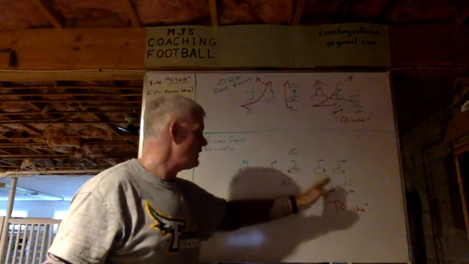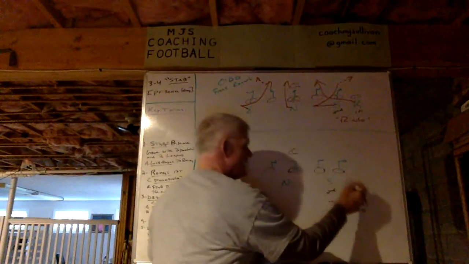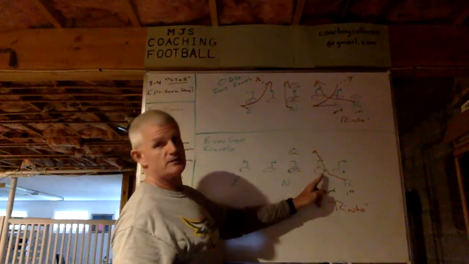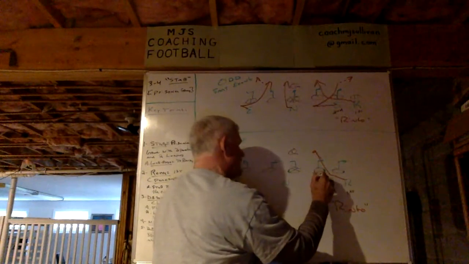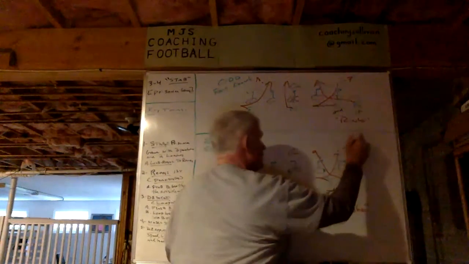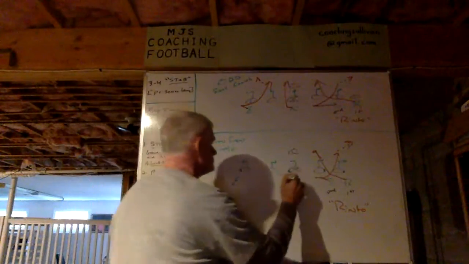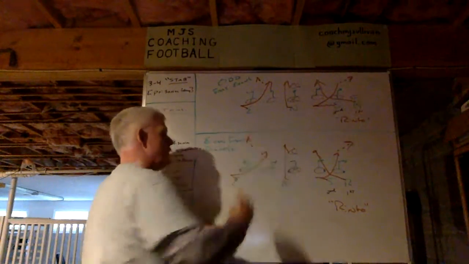So now down here, you've got a 3 and a 5. It's much easier for him to stab the B gap because he's that much closer. So now he can literally just flash A gap and loop behind. Boom, boom, boom.